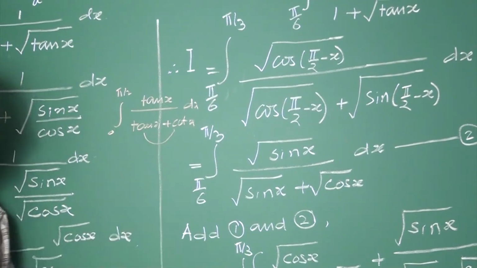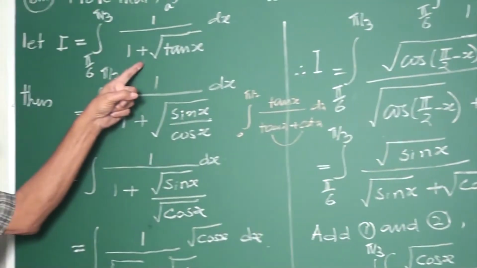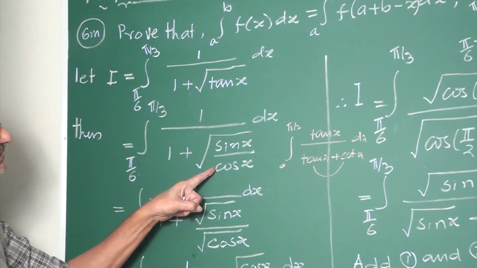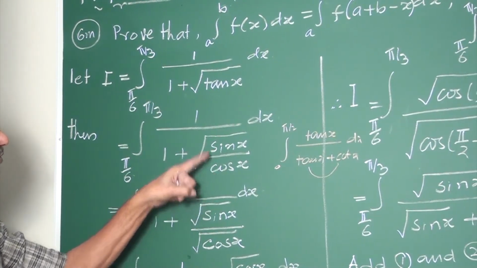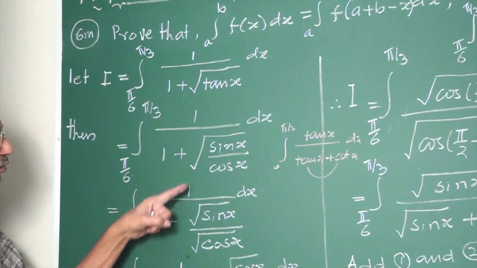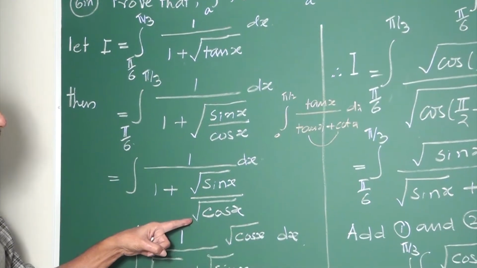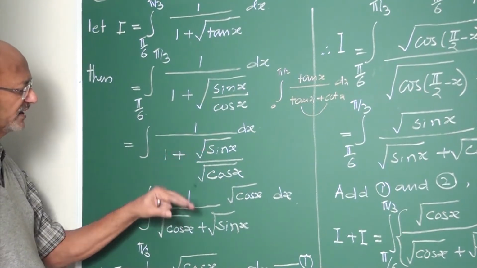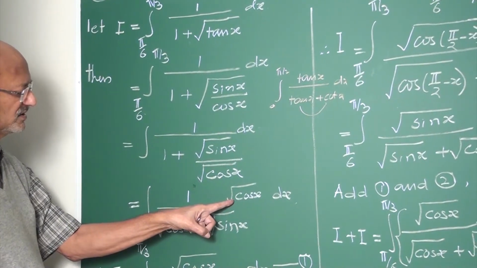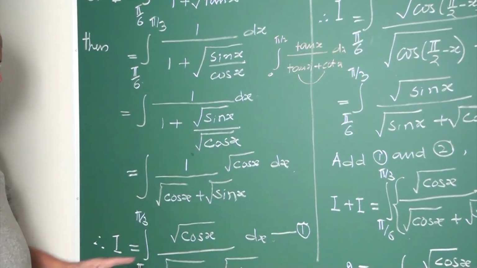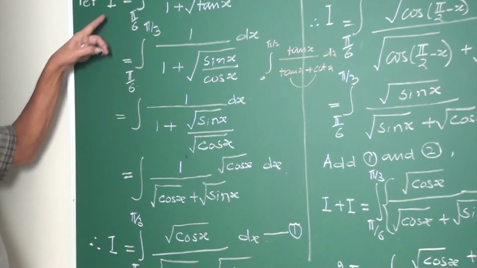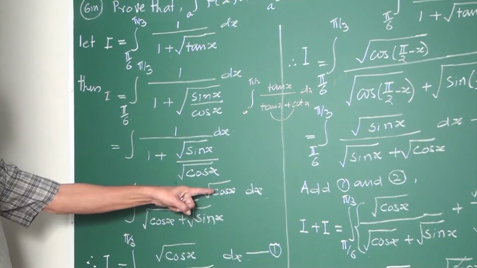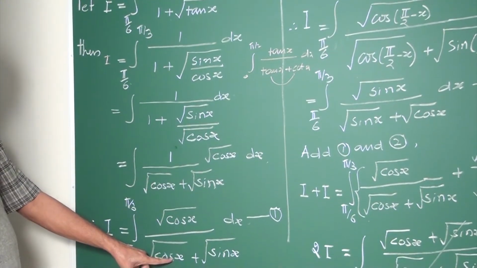I have done one example connected with that, but here there is no cot. Then you have to change from tan to sine cos. Tan is root sine x upon cos x, so root a upon root b is root sine x upon root cos x. LCM, cross multiplication: root cos x plus root sine x will jump to the numerator. So therefore this I, my friends, your LHS, is root cos x upon root cos x plus root sine x.